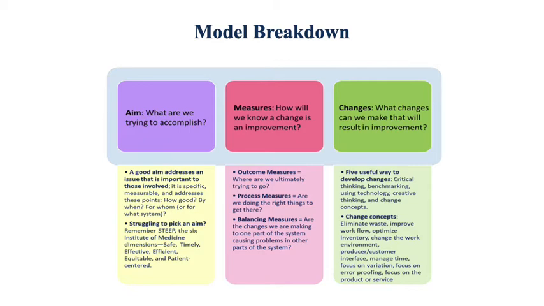Outcome measures. Where are we ultimately trying to go? Process measures. Are we doing the right things to get there? And balancing measures. Are the changes we are making to one part of the system causing any problems in other parts of the system? Finally, we look at changes. What changes can we make that will result in improvement? The 5 tools in developing lasting changes include critical thinking, benchmarking, using technology, creative thinking, and change concepts.